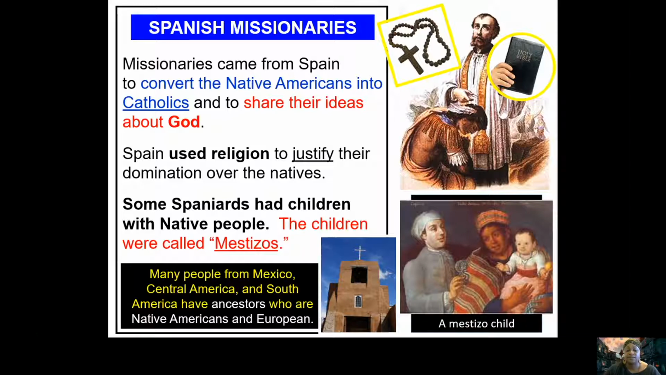Some Spaniards had children by native people, and those children were called mestizos. But there's a lot of different levels. It depends on what the child was mixed with, how close the parent is to Spain or Native Americans, a lot of different names to describe mixed children during this time period. But many people who are from Mexico, from Central America or South America, have ancestors who are both Native American, as well as European, because it was a mixture of people.